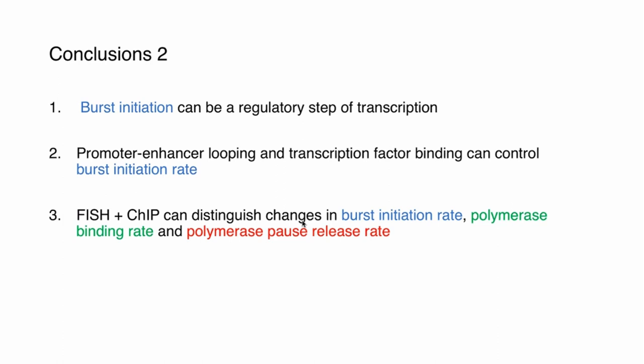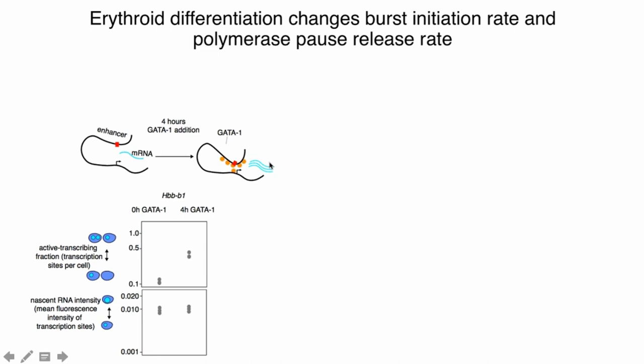I told you that when we increase GATA1 levels for 4 hours, the beta globin gene is increased in burst initiation rate. It turns out that if you continue keeping the levels of GATA1 high in these cells, they undergo erythroid differentiation. So the cells get smaller, they undergo cell cycle arrest, and they upregulate all the erythroid genes and undergo hemoglobinization.